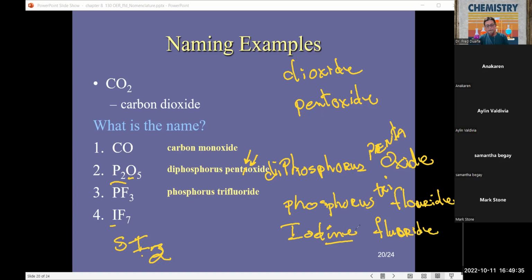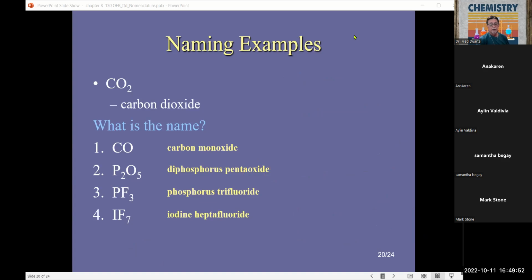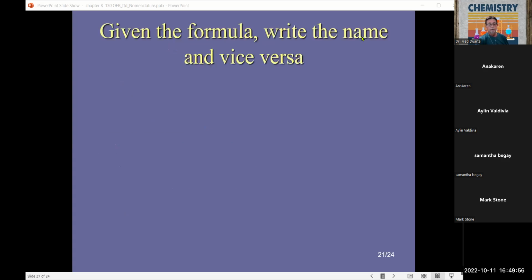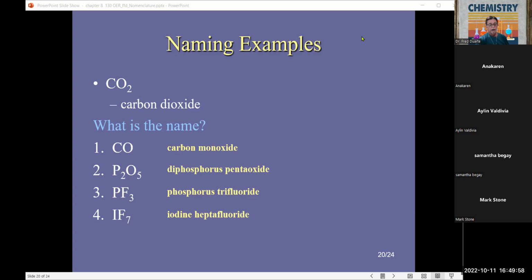And then we do the prefixes, which would be hepta. Okay. So that's the name, iodine heptafluoride. Right.